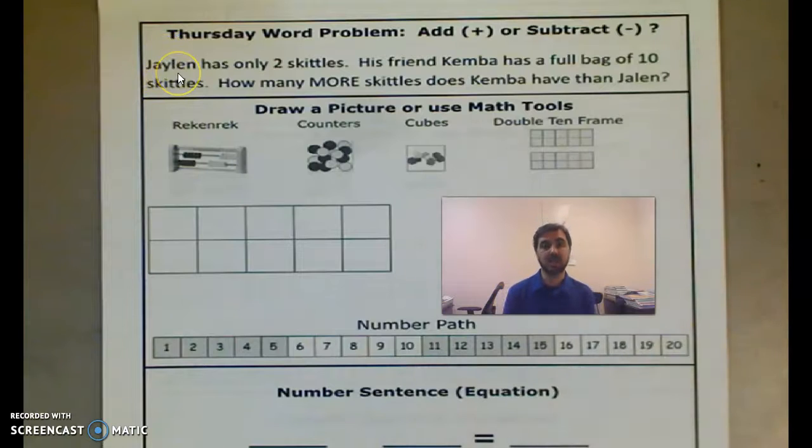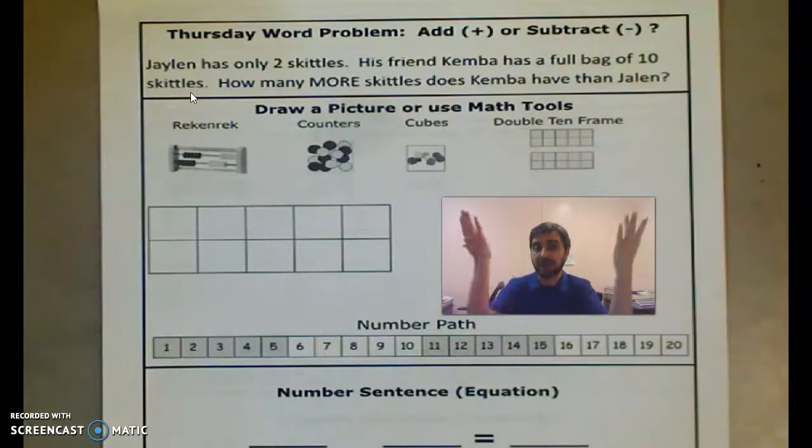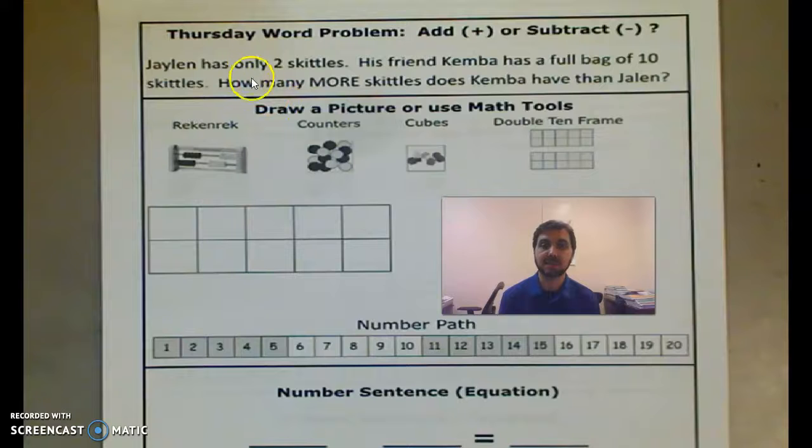Okay, so it says Jaylen. Now, for those of you who like the Boston Celtics, this is for you, because check this out. It says Jaylen Brown has only 2 Skittles. Oh man, that's not fair, right? His friend Kemba, if you know the Boston Celtics, that's Kemba Walker, has a full bag of 10 Skittles. Is that fair? Oh no, I wonder if Jaylen already ate a lot of his Skittles. Maybe that's why he only has 2. I don't know. Alright, doesn't matter, I guess. It says, how many more Skittles does Kemba have than Jaylen?